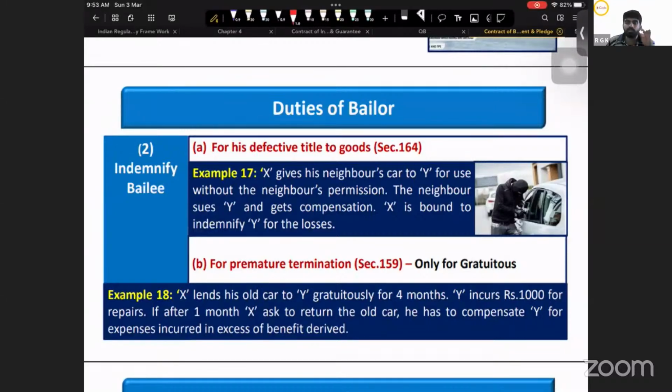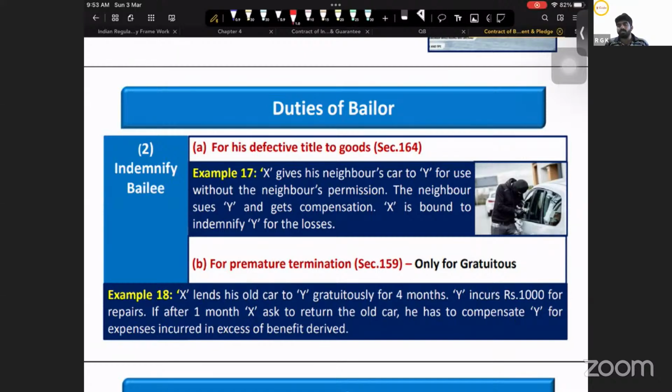After which Anil calls Vaishak and says, "Macha, I want the car back. I can't give you the car. Sorry, I want the car back." Now, in this case, what Anil is doing is called premature termination. He is putting an end to the contract of bailment even before the due date. See, this is only possible in case of gratuitous bailment.